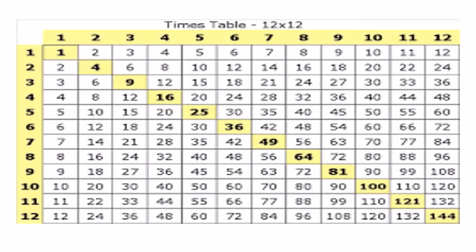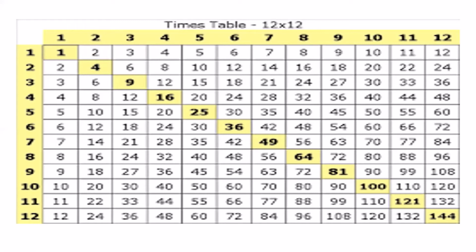Now here, I want to show you very quickly that we can use a times table chart to also help us. If you can identify 3 on the top of the page, and go down to the number 12, and then go over to the number 4, you'll see that 3 times 4 gives you 12.